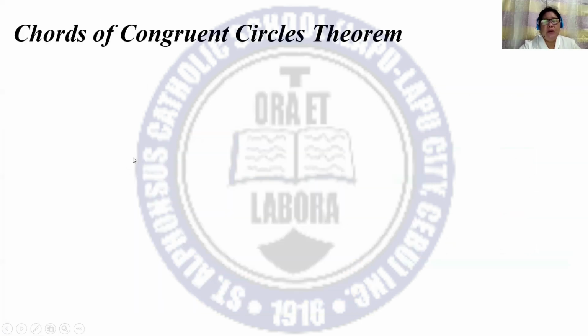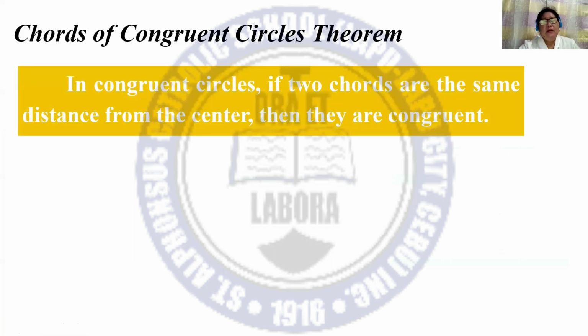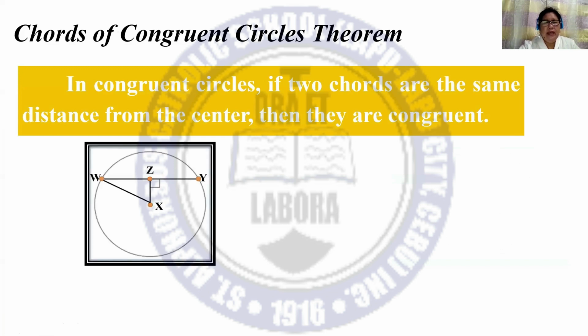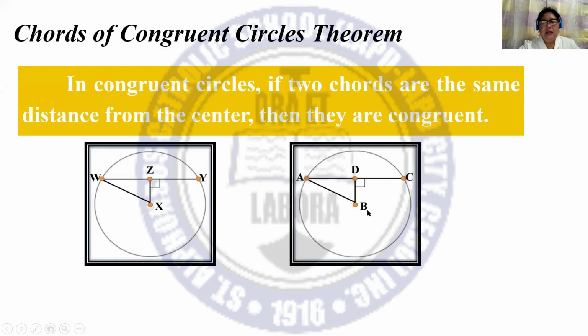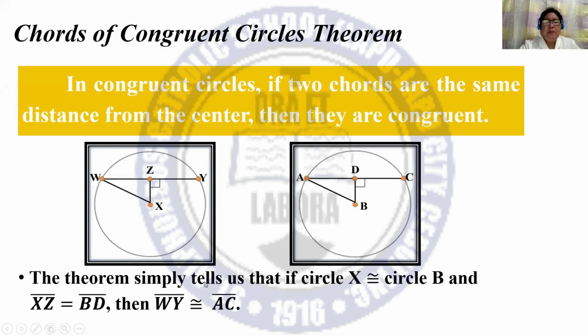Let us have the chords of congruent circles theorem. In congruent circles, if two chords are the same distance from the center, then they are congruent. Let us have the first circle X and the second circle B. This theorem simply tells us that if circle X is congruent to circle B and segment XZ is equal to segment BD, then chord WY is congruent to chord AC.